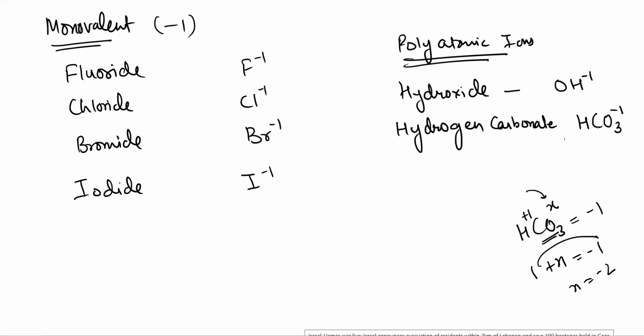And you are very much familiar that hydrogen has only +1, and carbonate ion is going to have -2. So when you add these together, you will get HCO3 -1, because this will sum up and give you -1. Okay, got it? So this is how we calculate the valency of a polyatomic ion. And you have to memorize this one, that hydrogen carbonate is HCO3 and its valency is -1.